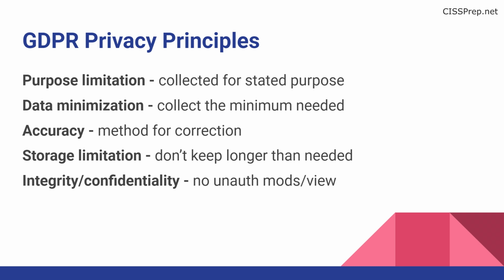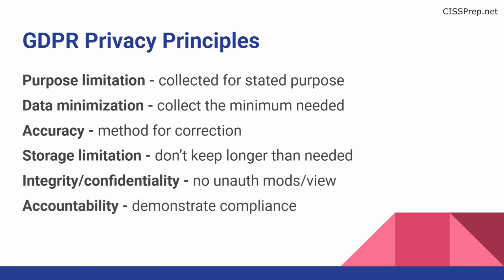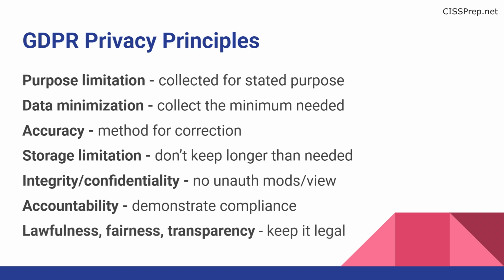GDPR Article 5 has the accountability principle, which means that the data controller is responsible for complying with the six principles presented here and has to demonstrate compliance. And the last one here is lawfulness, fairness, and transparency. This is the last principle mentioned by ISC squared, and I apologize for doing these last two out of order, but you'll know why in just a minute. And rest assured that ISC squared will never test you on the order of these principles.